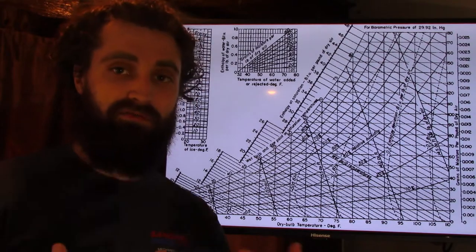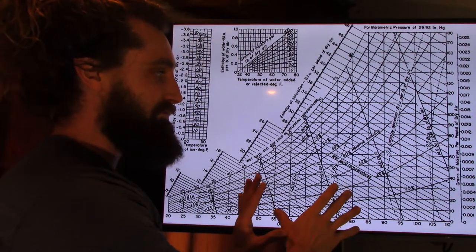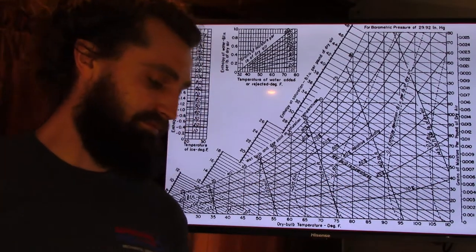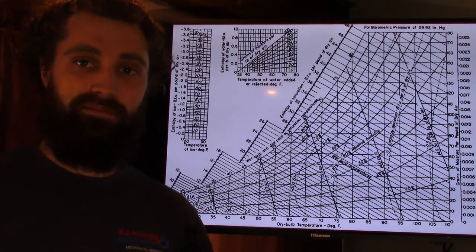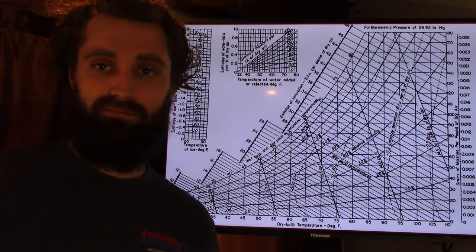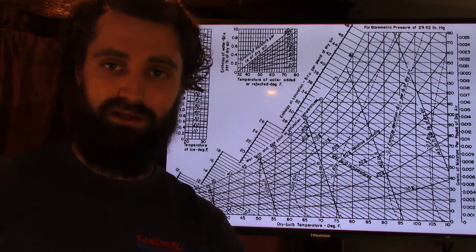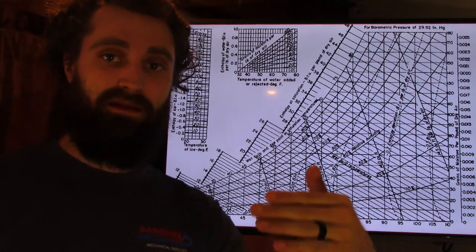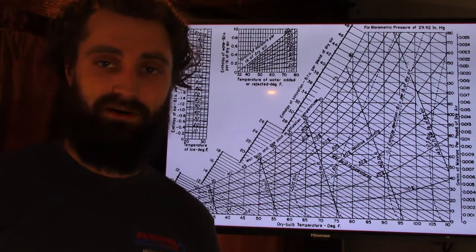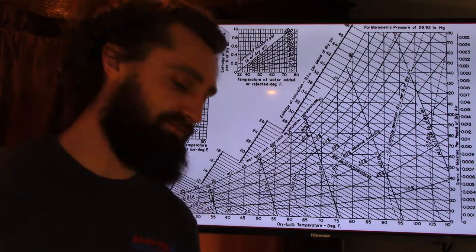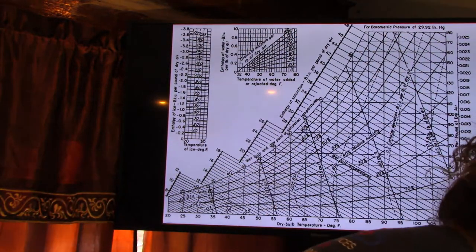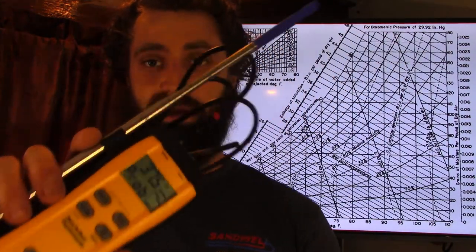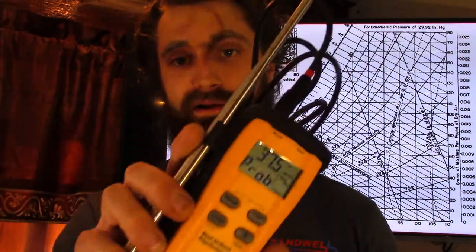Okay, so we can look at this thing and determine how much temperature and how many BTUs a system is removing from a house, what it's putting into a room, whatever. But before we get that far, we need to take a few measurements off of the system itself. So what you're going to want is a psychrometer. Okay, I don't care what kind of psychrometer it is.